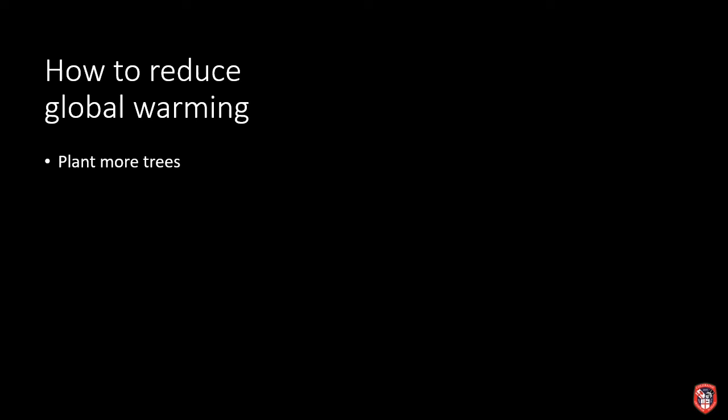Why? Because the trees, of course, take in carbon dioxide. So one thing is plant more trees. Obviously, the opposite of that is to not chop down as many trees.